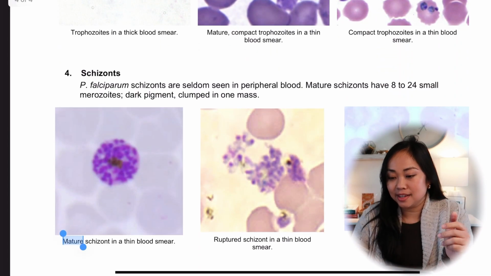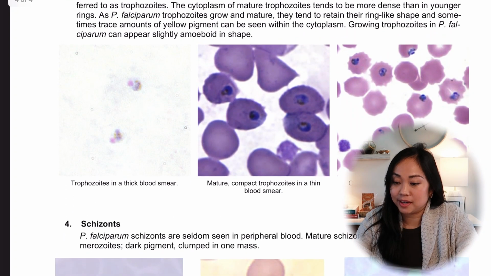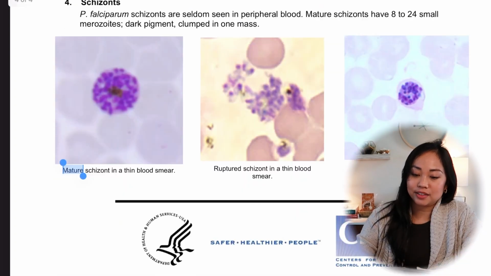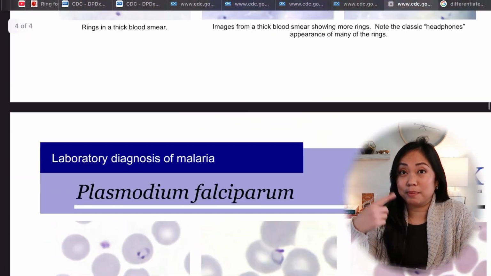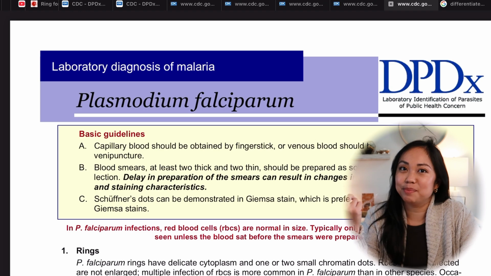Trophozoites and schizonts don't usually show up in the peripheral blood, so I'm not going to be worried about those, because in hematology we usually just look at the peripheral blood. Okay, so that's P. falciparum. Remember that ring forms are usually seen, and the gametocyte, which is the banana form.